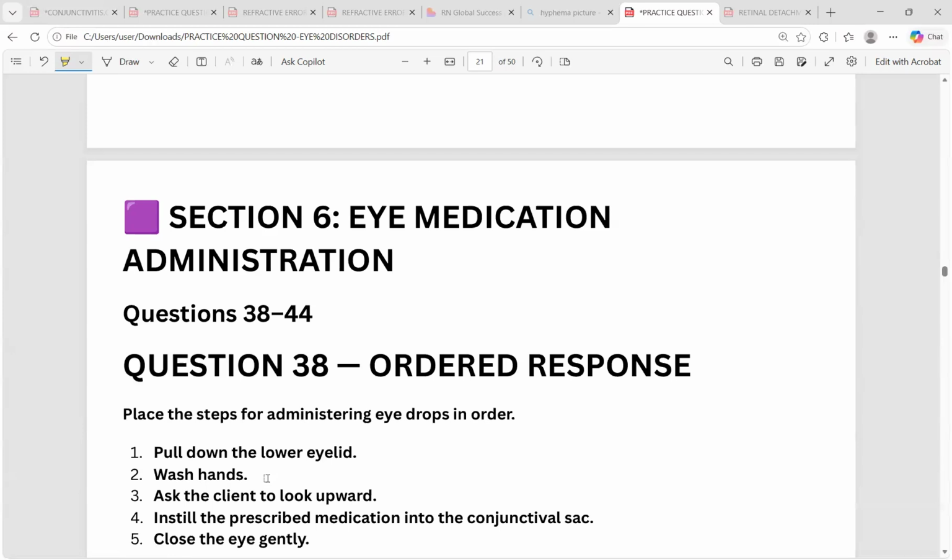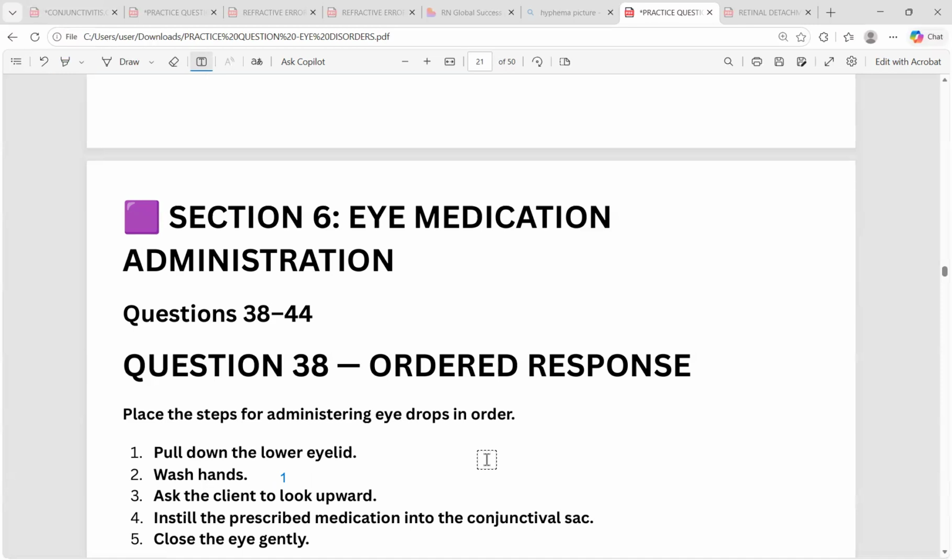Place the steps of administering eye drops in order. Pull down the lower eyelid. Wash hands. Ask the client to look upward. Instill the prescribed medication into the conjunctival sac. Close the eye gently. First, wash hands, ma'am. Okay. Second, ask the client to look upward.